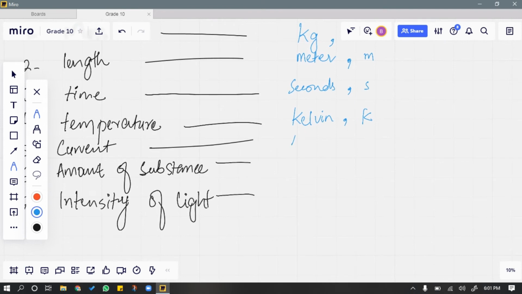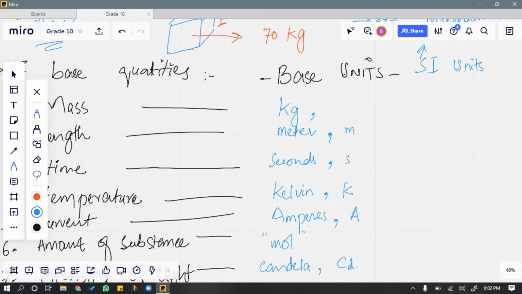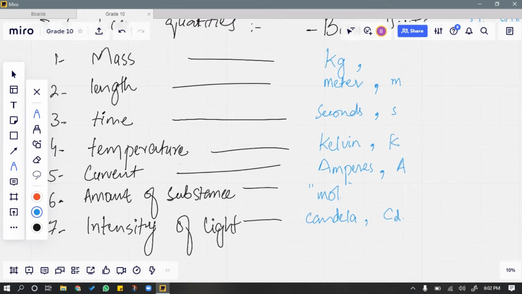For current, amperes, and its unit symbol is A. For amount of substance, we are using mole, and its symbol is mol. For intensity of light, candela is used, and we use cd for describing its intensity. So these are some of the base units, and those base units describe a specific base quantity to an extent.